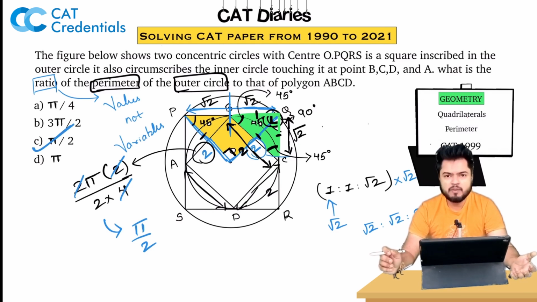So a very easy problem that should be solved by values. This comes under the type of polygon.